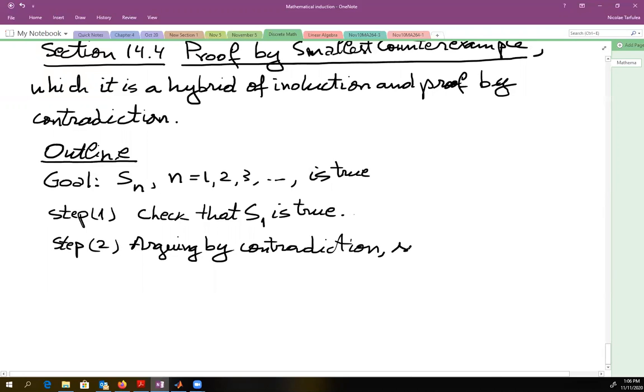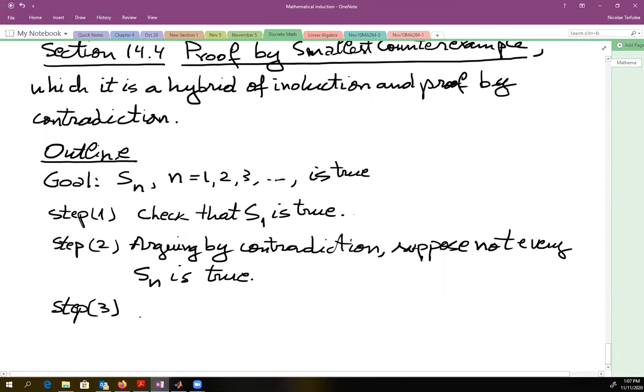Suppose not every Sn is true. Okay, step 3 then. We have an integer k, which is the smallest, for which Sk is false, right? Because Sn is not true for all values of n.